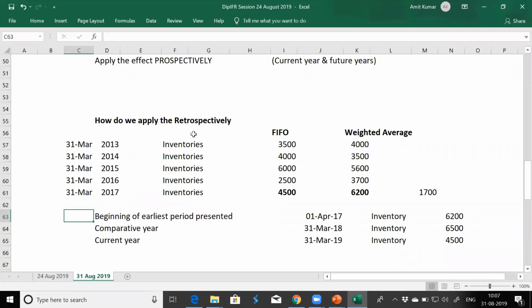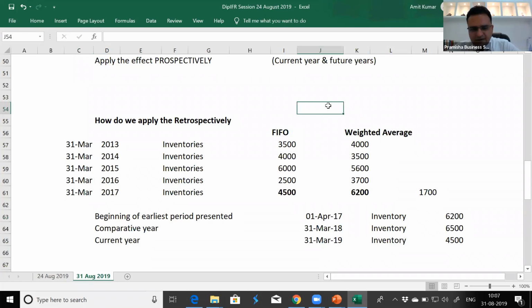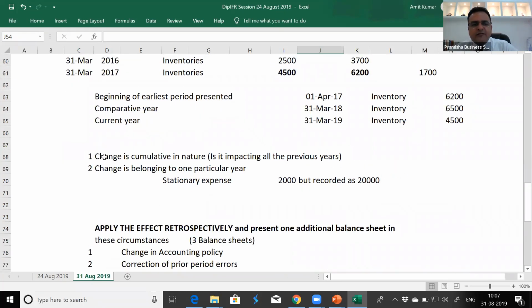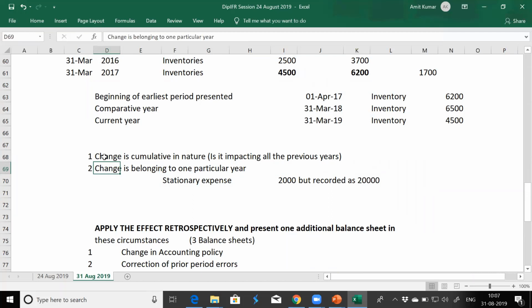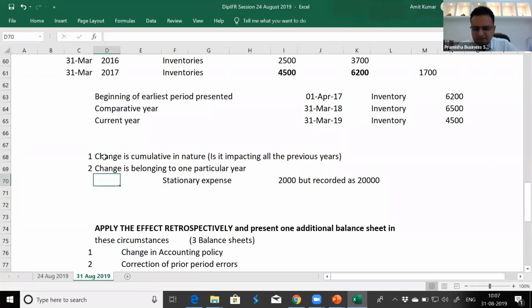Yeah, that I understand. But for the beginning of the earliest period presented, is it mandatory to take the impact of, say, the past 7 years? As I said, it depends on whether this change is cumulative in nature. Definitely, you need to take the impact. If it is only impacting one particular year, then we can directly adjust it. Okay, yeah, that was my question. Thank you. So I mentioned it here, the effect of impact, and highlight it. I think that will make more sense. Clear?